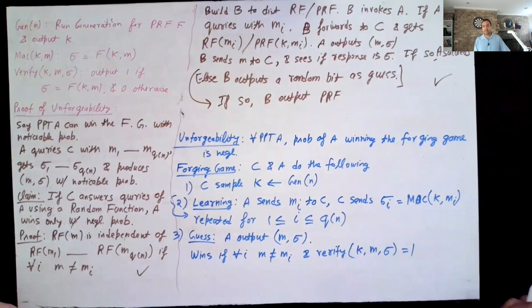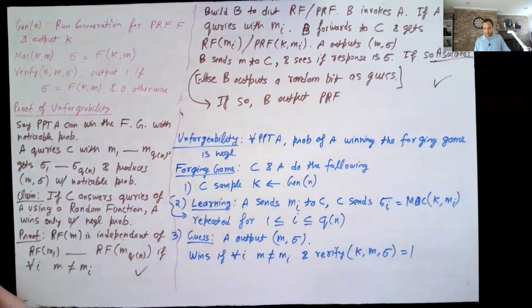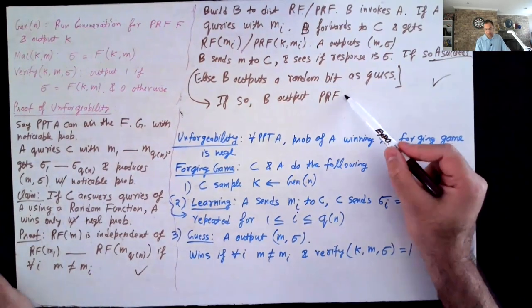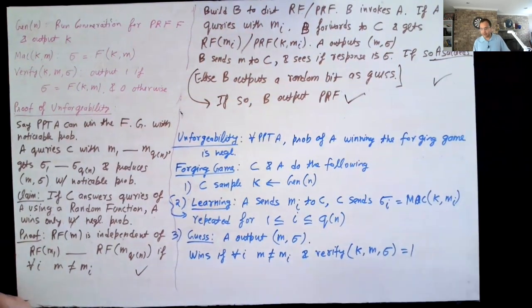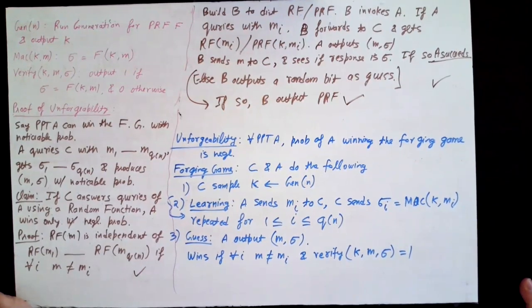the idea is that, of course, if the challenger was using a random function, then the probability that A succeeds is very little, right? So if you see A succeeding, then it means that the challenger was not using a random function, the challenger was using a PRF. And if A doesn't succeed, we have no idea what is happening. Okay, thank you, sir. Thank you very much.